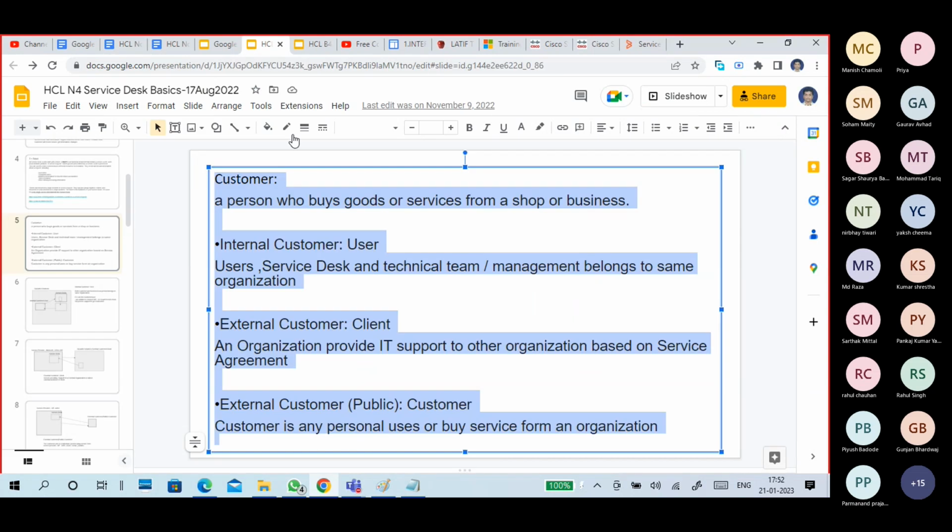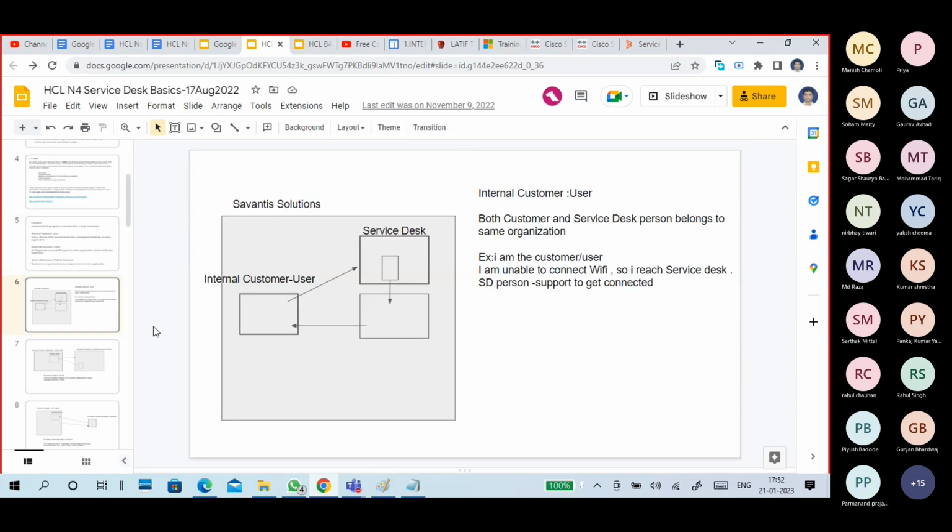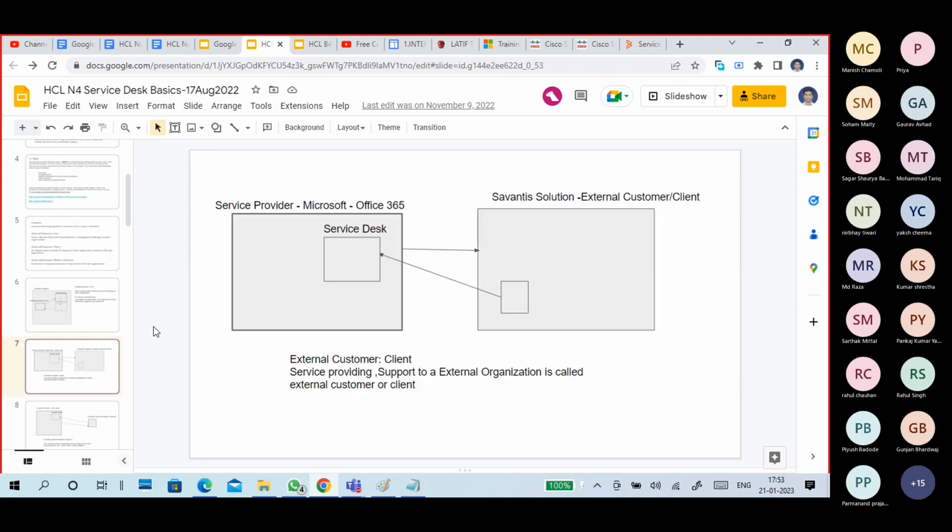Here, I explained what internal customers are: both belong to the same organization. For example, I want to connect to Wi-Fi, or I'm unable to get mail, or my system is down, or I need a certain installation. I need to contact the service desk, and the service desk person supports me to get connected. I belong to the same organization. Here, Office 365 is taken by our organization.